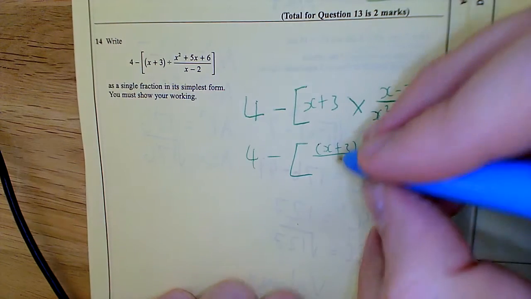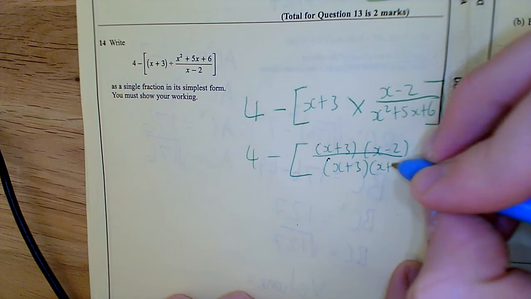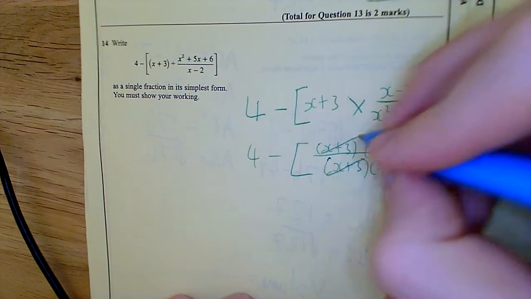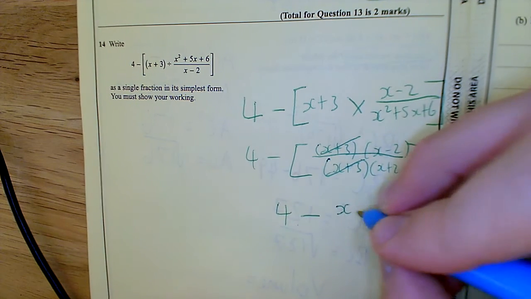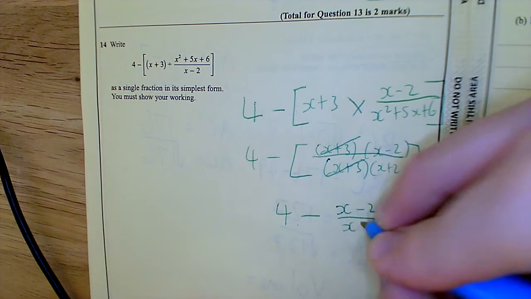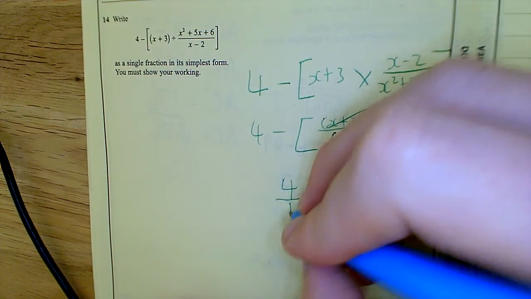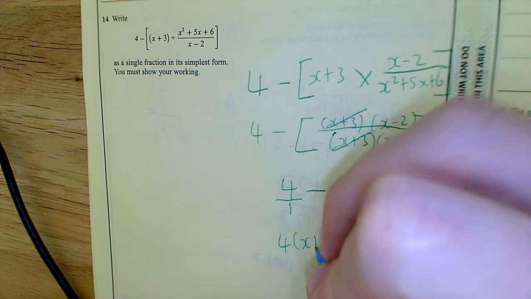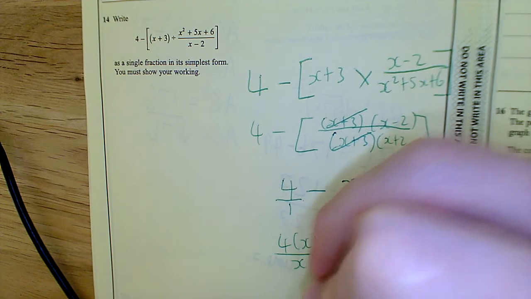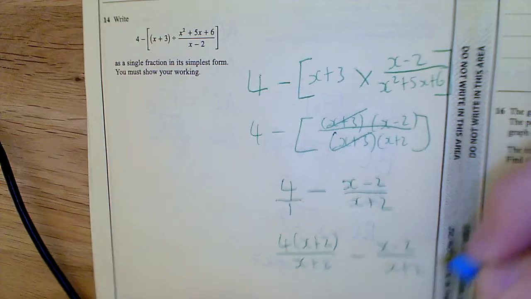If I factorise the bottom bit, I've got x plus 3 and x plus 2. So the x plus 3's cancel out, so I've got 4 minus, and when I've worked this out inside the brackets, it's x minus 2 over x plus 2. Now if you think of that as being 4 over 1, it's the same thing. With this one I can times the top by x plus 2 and the bottom by x plus 2, and then I'm ready to put this together.